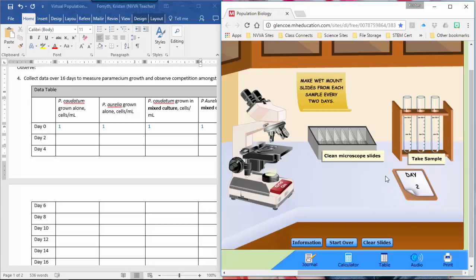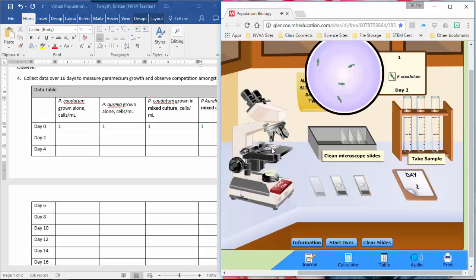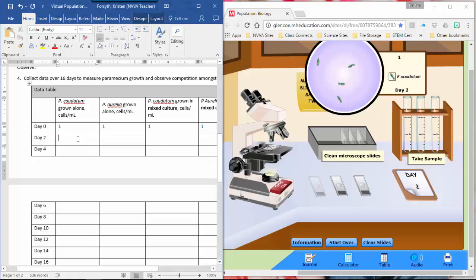So now you've looked at day two of the lab, and you're going to, again, clean microscope slides, take a sample, and now you've got new samples there. You do the same process repeating over and over again. So now you take your first slide, collect your data. Oh, look, day two, I have 1, 2, 3, 4. Put a number 4 in the chart, okay? And you're going to repeat this whole process so your whole chart is filled out.